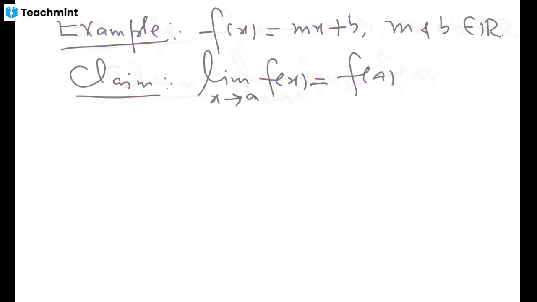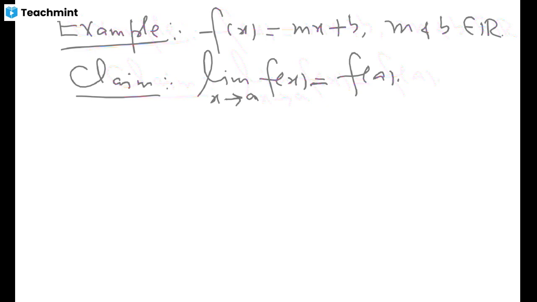This is very rare to happen with all the functions, as we will see. This doesn't happen with every function, but this is a special function, and this is a class. This class of linear functions is among very special types of functions, what you call continuous functions, where the limit of a function at a particular point is nothing but the value of the function at that point.